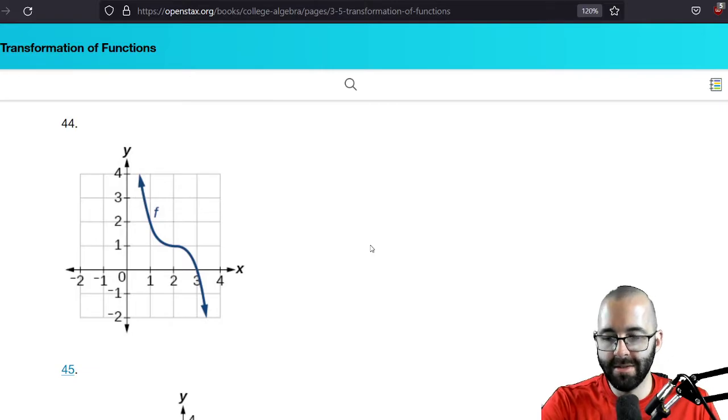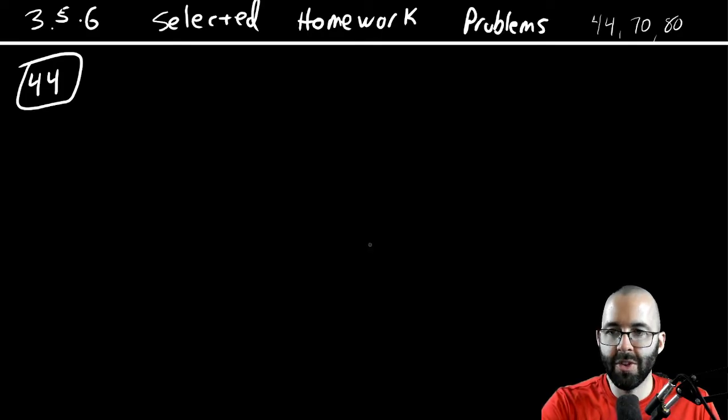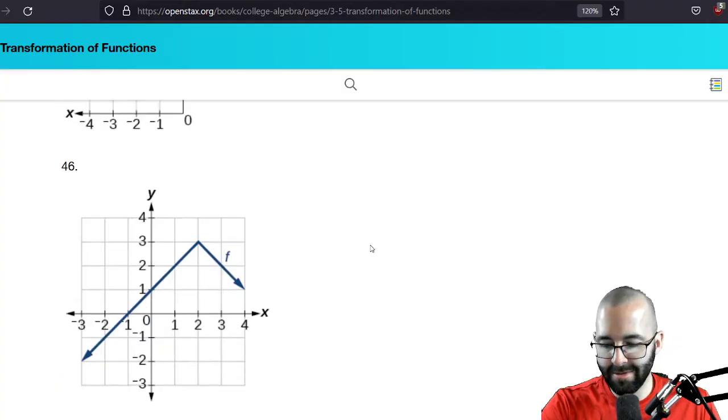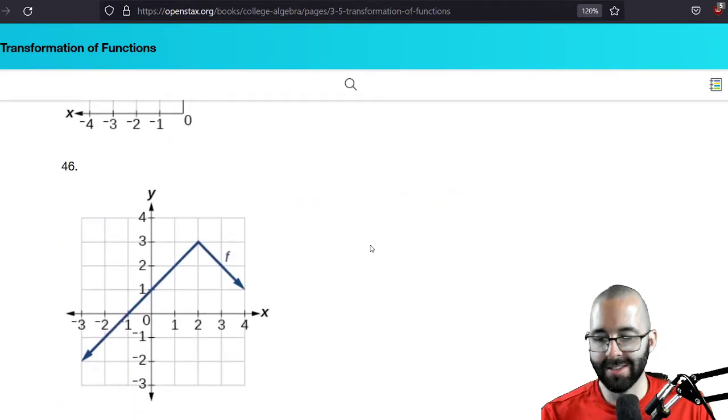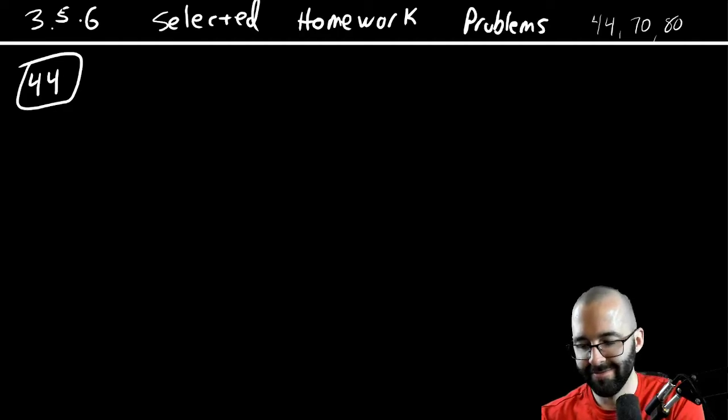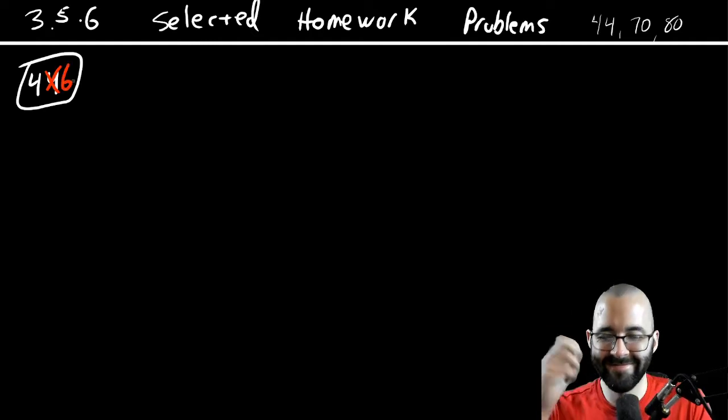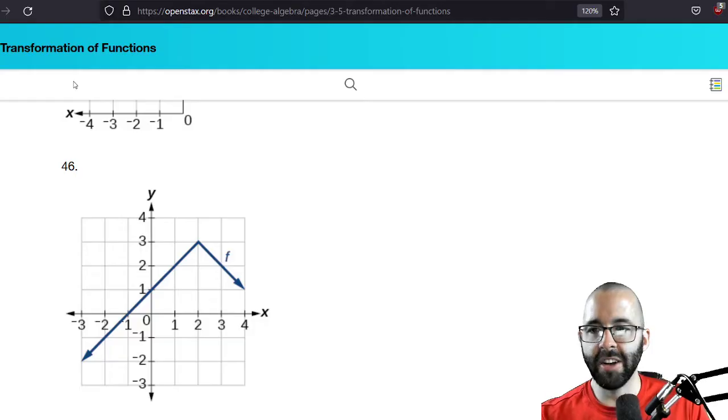So we're going to start with number 44, I believe. No, we've already done this one. We're going to start with number 46, which wants us to find a formula for this function.